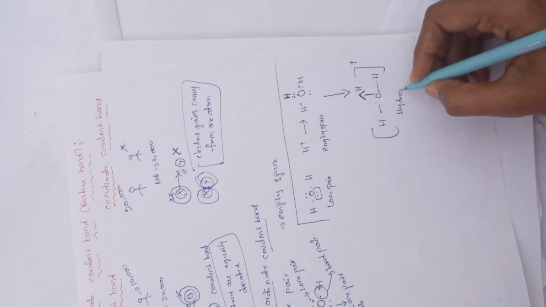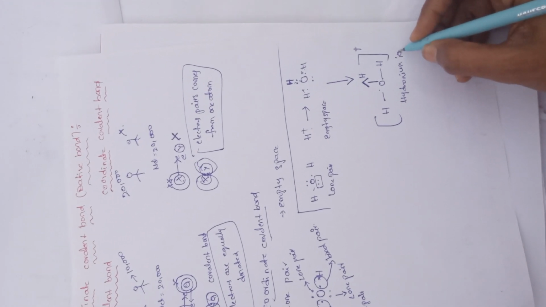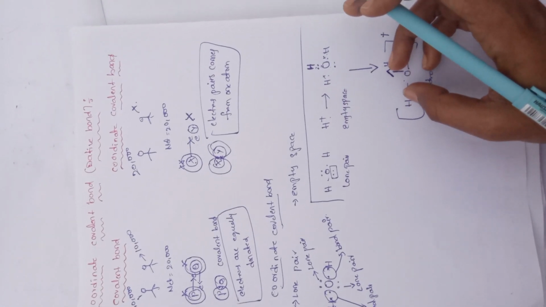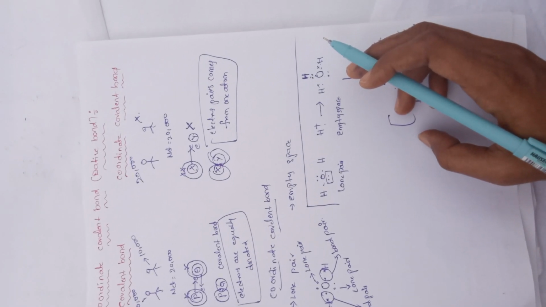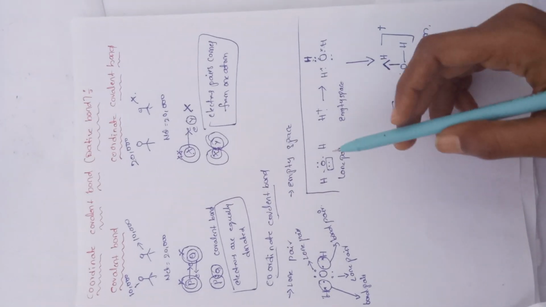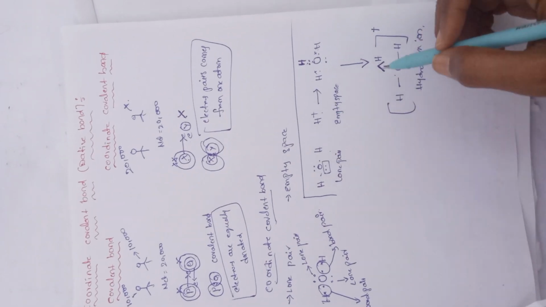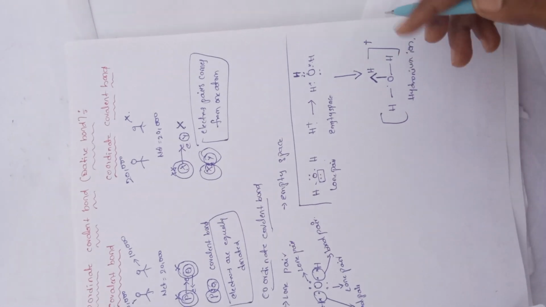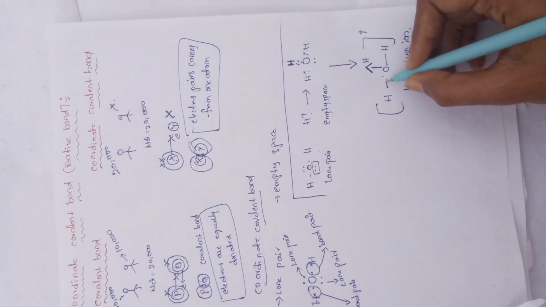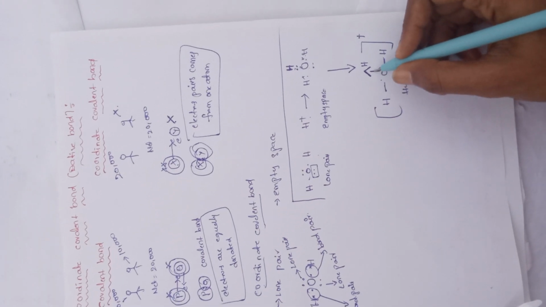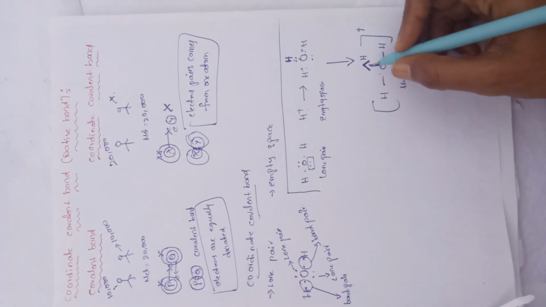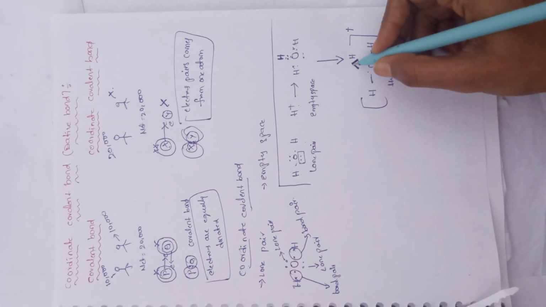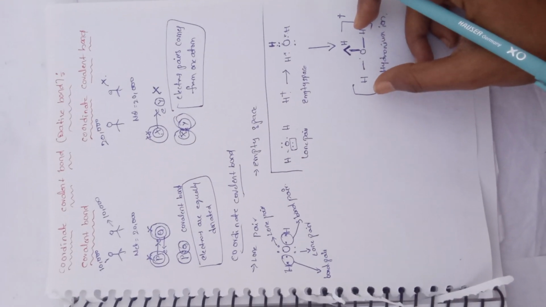So what is this? Hydronium ion. So it is important: the coordinate covalent bond is a covalent bond in which one atom donates the shared pair of electrons. Here the hydrogen ion is attached: this is a covalent bond, and this is a covalent bond. This is the coordinate covalent bond. The coordinate covalent bond is represented by an arrow mark. So this is the example.